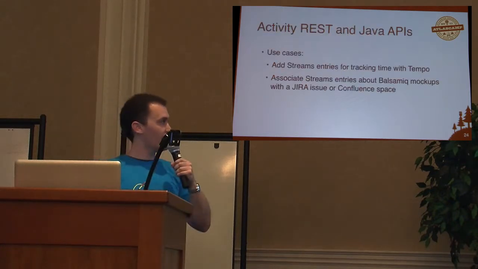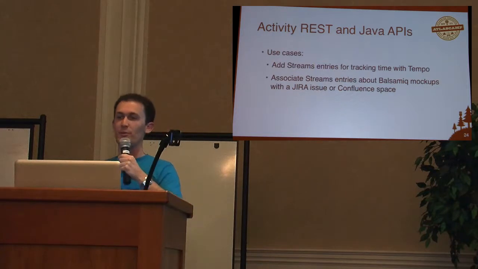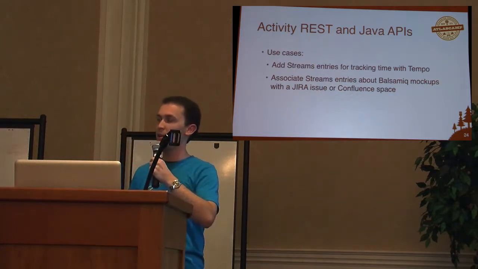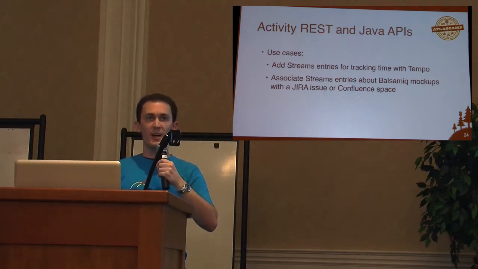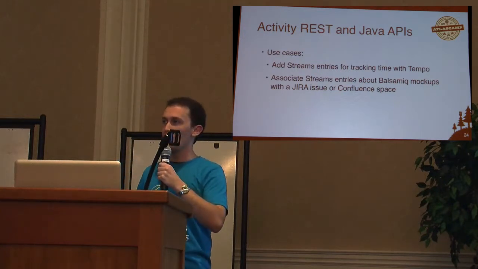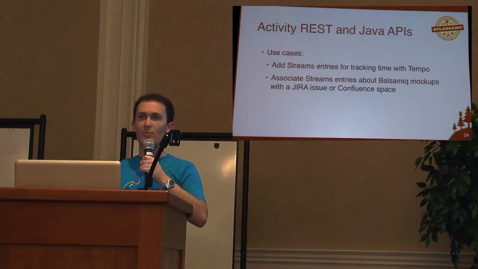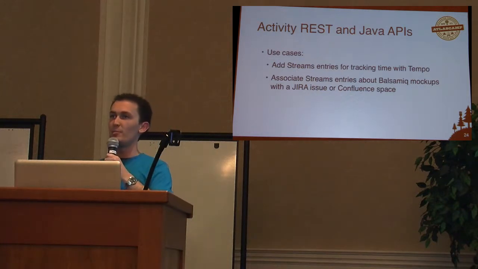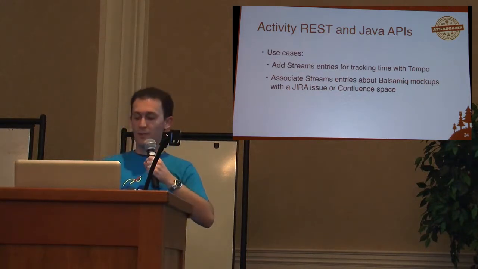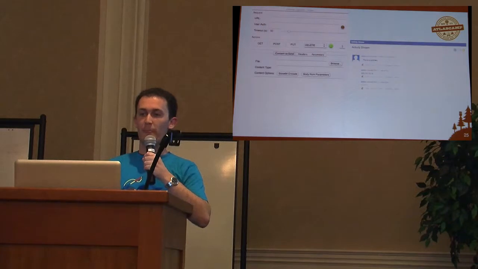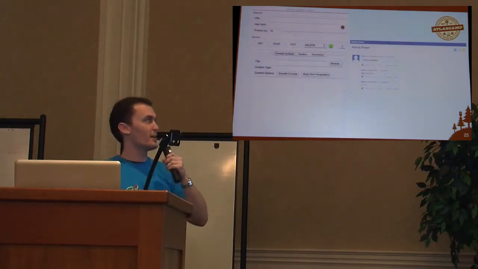These APIs would be great if you, let's say, are working for Tempo and you'd like to add stream entries for any time someone tracks their time with your plugin. Or maybe you're working for Balsamiq and you want to associate all of your Balsamiq mockup activity with a given JIRA issue or Confluence space. If that's the case, these APIs are great for you. Let's take a look at a quick example.